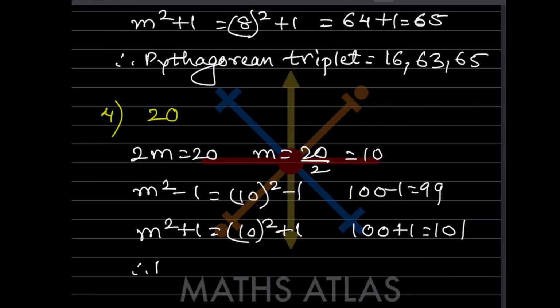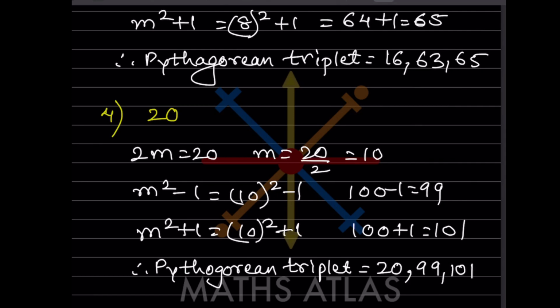Therefore Pythagorean triplet is equal to, which one is that? That is 20, the first number is 20, 99 and 101.